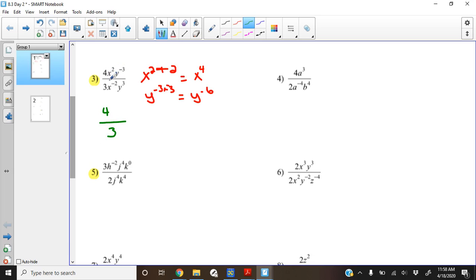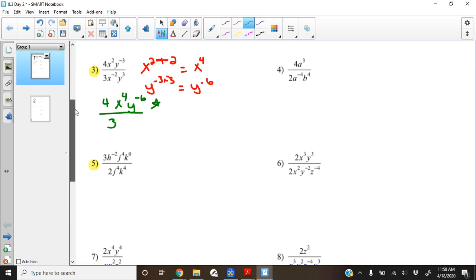Now, when I simplified my x's, I got x to the fourth. And when I simplified my y's, I got y to the negative 6. Now, we put those in the numerator because if we put them in the denominator, that would be like 1 over those values. Instead, it's this value over 1. Now, I want you guys to recognize that you are allowed to leave negative exponents right now, but in tomorrow's lesson, we're actually going to be showing you how to simplify those and figure out, well, what happens to them. But for now, you are welcome to leave them.